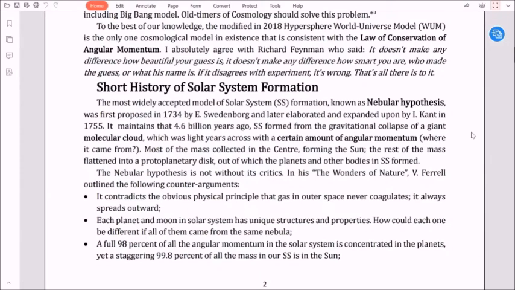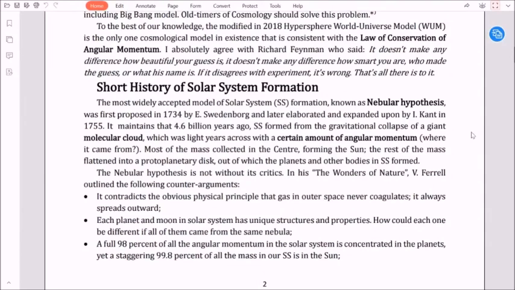Short history of solar system formation. The most widely accepted model of solar system formation, known as the nebula hypothesis, was first proposed in 1734 by Swedenborg and later elaborated and expanded upon by Kant in 1755. Can you believe it? About 300 years ago this model was proposed, and still there is nothing principally new.